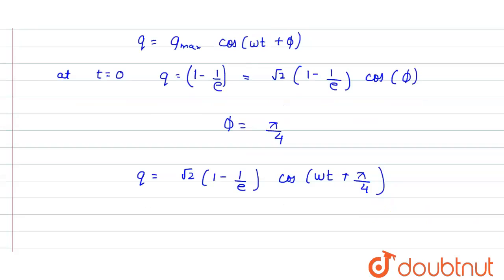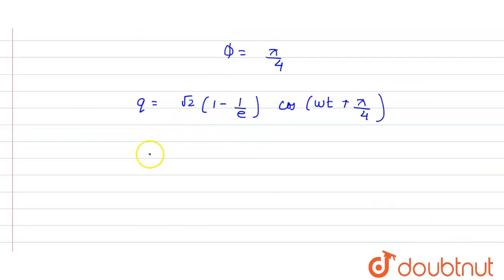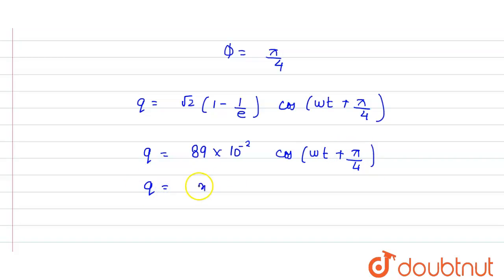If we solve this, Q would turn out to be 89 into 10 raised to the power minus 2 cos(omega t plus pi by 4). And what is given? Charge is given as x into 10 raised to the power minus 2 cos(omega t plus pi by 4). Now if we do a simple comparison, we get the value of x as 89. So x would be equal to 89. This is the final answer.